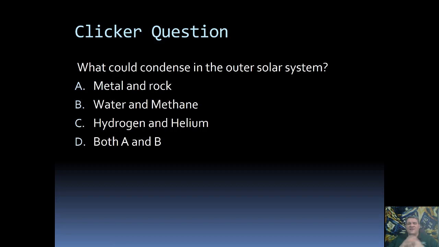Here is our second lecture quiz question. What could condense in the outer solar system? By outer solar system, we mean far from the sun. A, metal and rock, B, water and methane, C, hydrogen and helium, or D, both A and B. Go ahead and think about it and we'll discuss in just a bit.